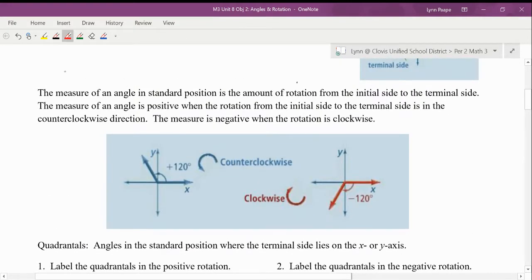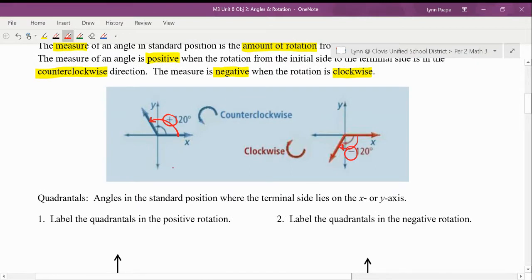When we measure an angle, we are talking about how much it rotates from the initial side to the terminal side. The rotation is positive when we go in a counterclockwise direction, and the measurement will be negative when the rotation is clockwise. So two pieces we need to understand: when we go up from the x-axis, that is a positive rotation, and when we go down from the x-axis, that is a negative rotation. Clockwise downwards is negative, counterclockwise upwards is positive.